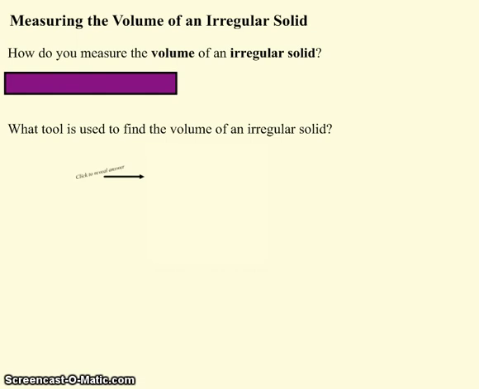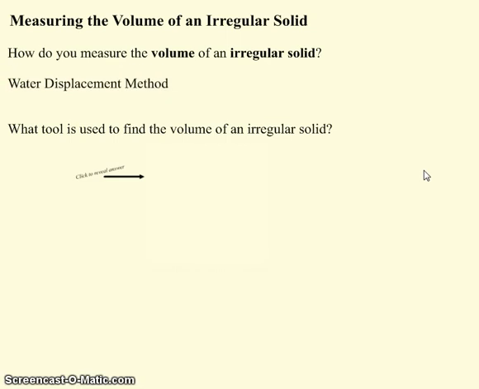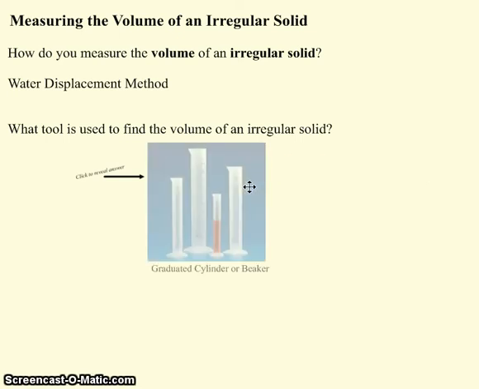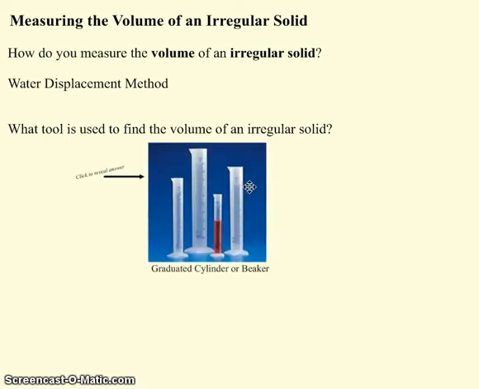Now let's look at measuring the volume of an irregular solid. Remember, irregular solids are objects that do not have definite sides to be measured. So how do we measure them? If you said the water displacement method, you would be correct. And what tool would we use to find the volume of an irregular solid object? A graduated cylinder or beaker would be the correct answer to write on your sheet.